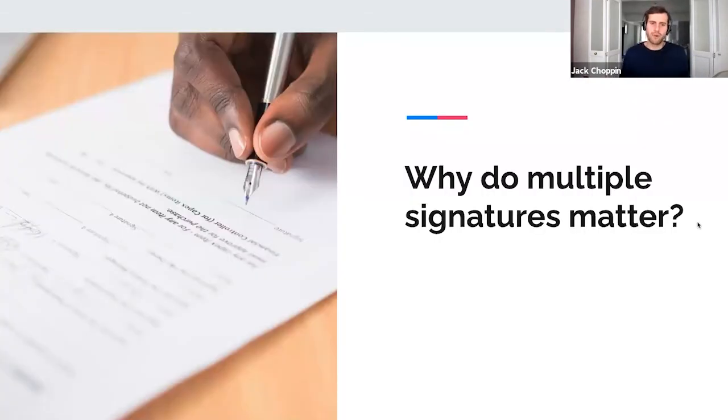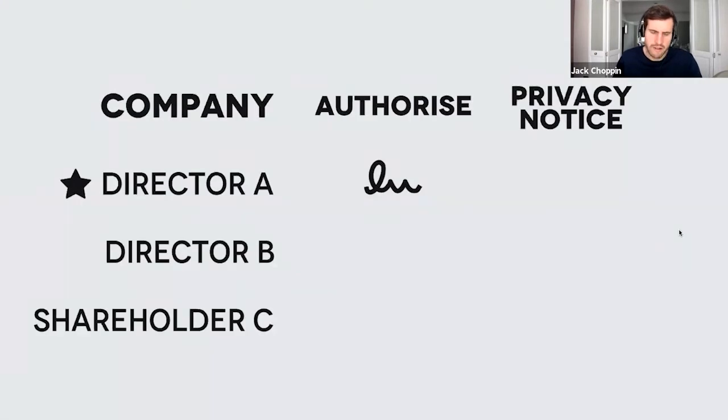Okay then, guys, so let's start things off just by looking at why do multiple signatures matter? Why are they important to what we're doing? Now, in terms of the process, this idea all comes down to the concept of a nominated individual, really. So within a certain process, within a company, we may have multiple people involved. So in this situation, Director A, Director B, and Shareholder C.